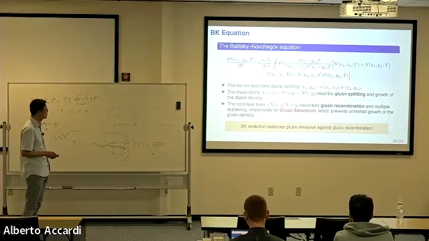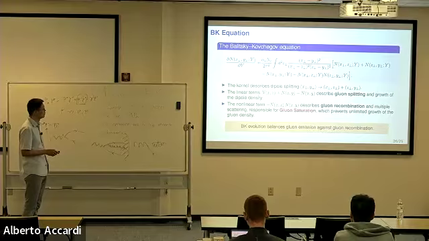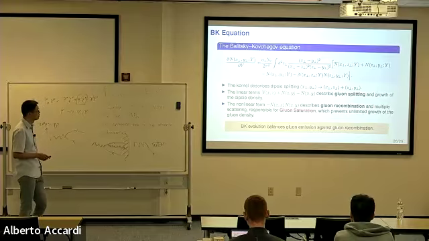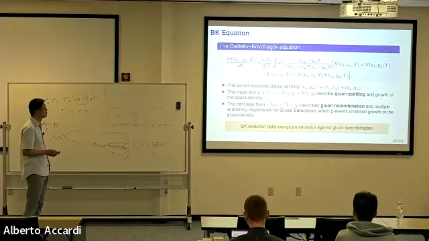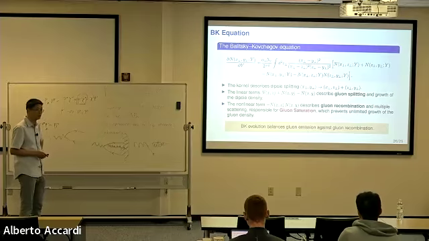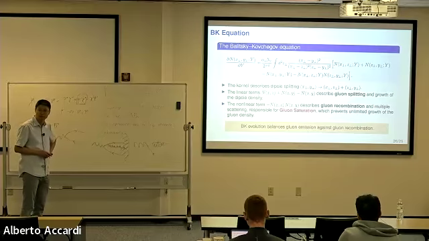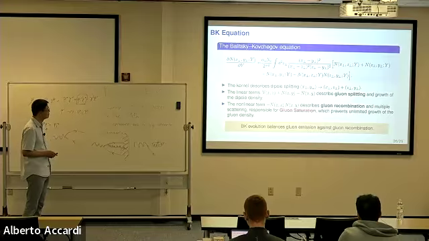So this BK equation essentially will balance the increase of the gluon distribution with the recombination of the gluons inside of the proton. Does this make sense?